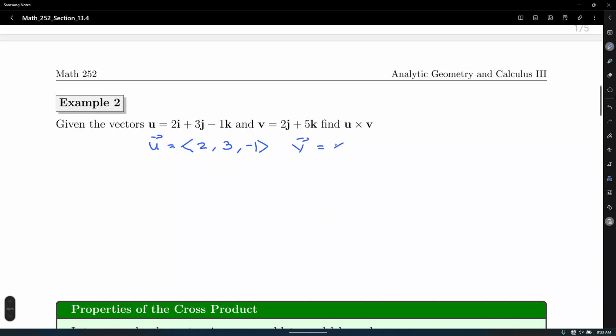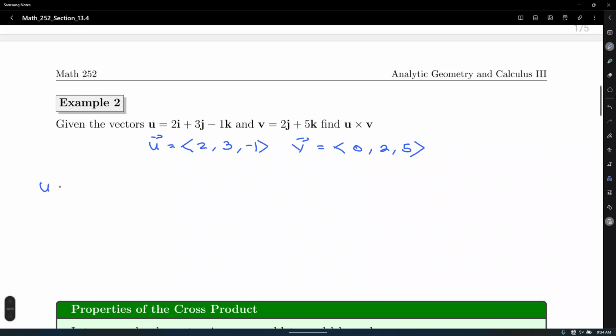v, which is 2, 5, 0, right? Because there are two terms, one of them has to be 0. But I didn't stop and analyze this vector. Actually, the missing component is the i component. So really, the correct vector is 0, 2, 5. I've seen a lot of silly mistakes on exams and quizzes because of this. So my advice: if you're given linear combination notation for vectors, change them to component form instead.